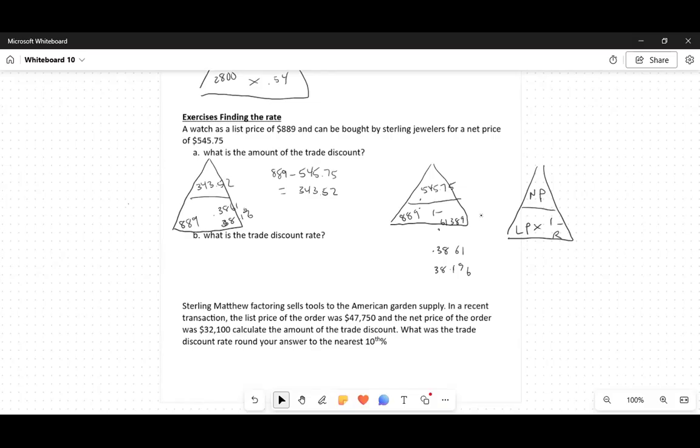Then it asks me, what is the trade discount rate? Well, I already gave you the trade discount rate, and I gave you the amount of the trade discount. The amount of the trade discount was $343.25, and the rate of the trade discount was 38.6%.